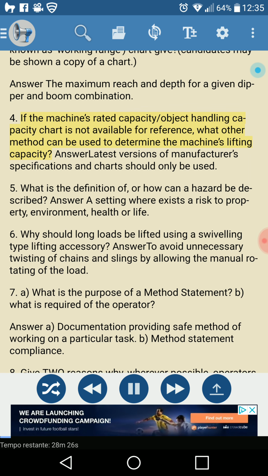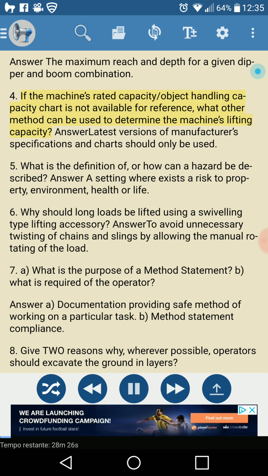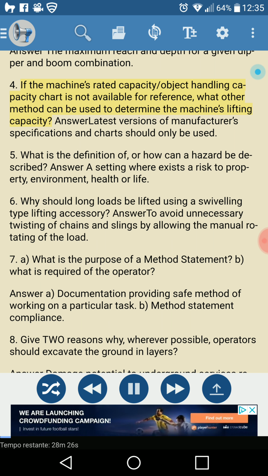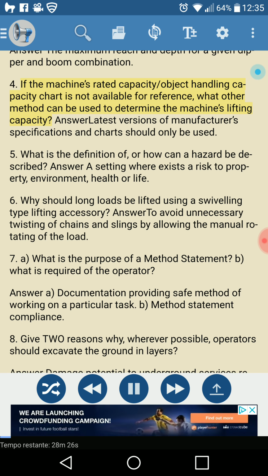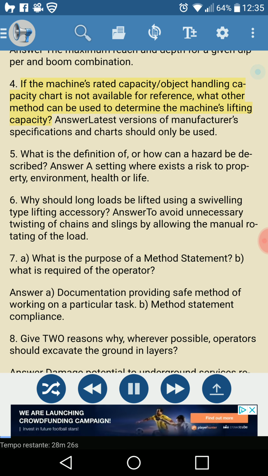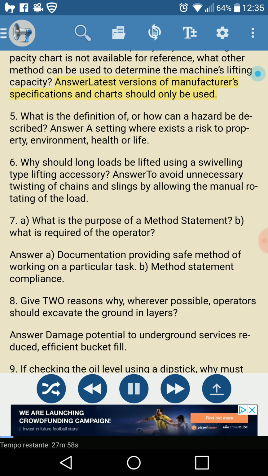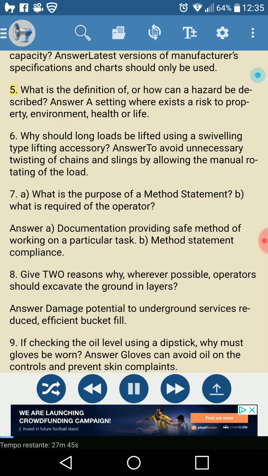4. If the machine's rated capacity, object handling capacity chart is not available for reference, what other method can be used to determine the machine's lifting capacity? Answer: latest versions of manufacturer's specifications and charts should only be used.